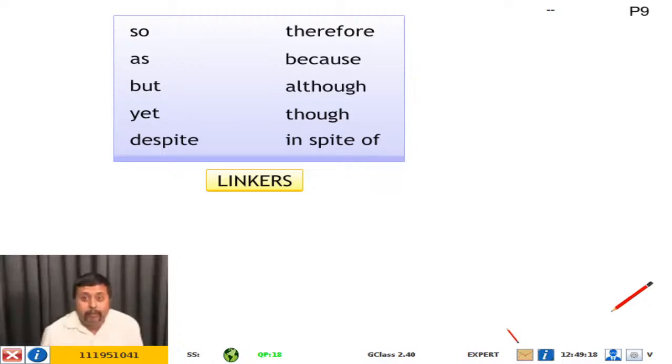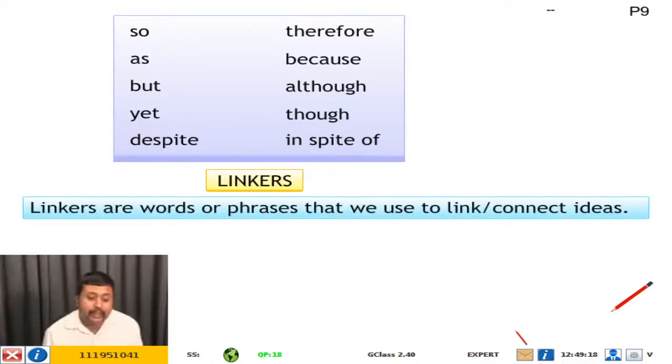So, examples of linkers were like what? So, therefore, as, because, but, although, yet, though, despite, in spite of. These are examples of linkers. Now, what is a linker? Linkers are words or phrases that we use to link or connect ideas, right?